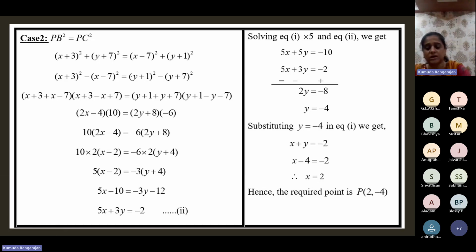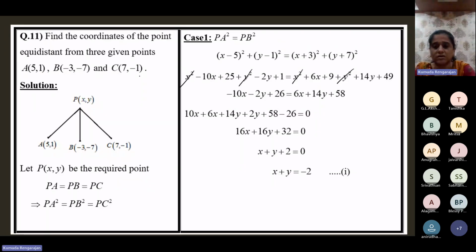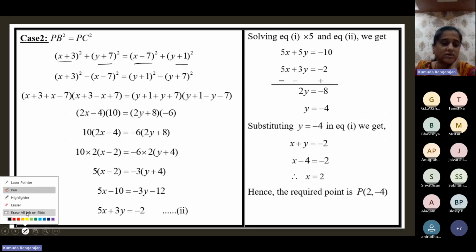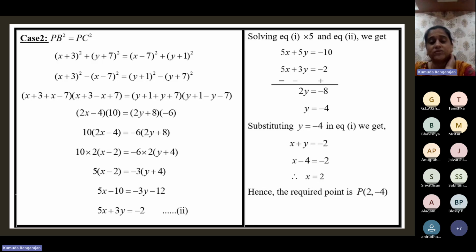Please see here. I've just worked it in a different way. This is the usual step of writing PB square and PC square. After this, you can expand like you did earlier, expand this, this, this. But what I have done is just to introduce you to a different way of simplifying this.